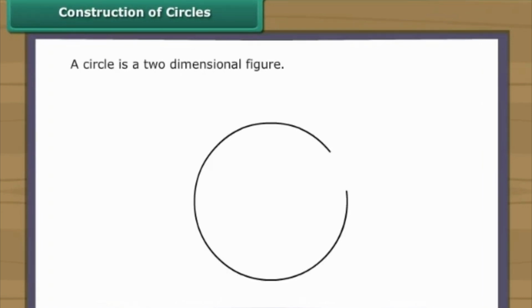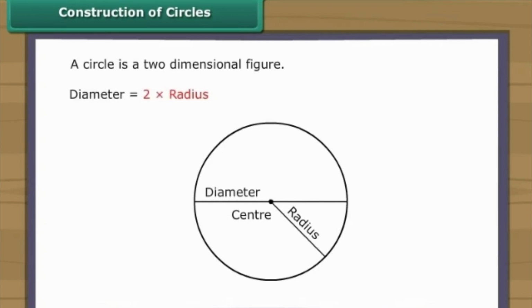Construction of circles. A circle is a two-dimensional figure. Every circle has a center. The distance between the center and the boundary of a circle is known as its radius. The line segment through the center of a circle with its end point touching the boundary of the circle is known as the diameter of the circle. The diameter of a circle is twice its radius.